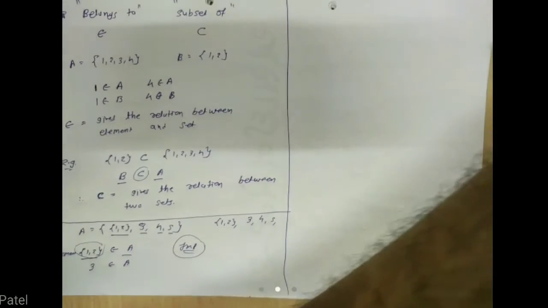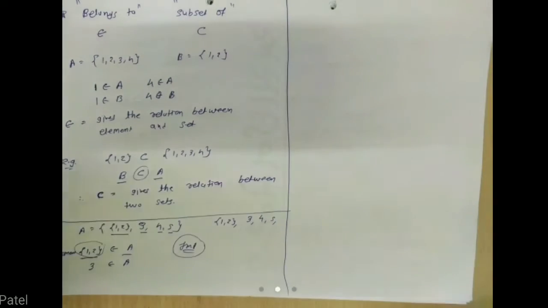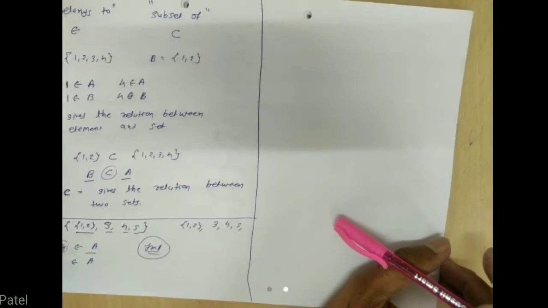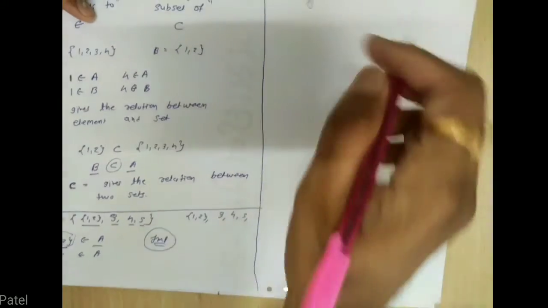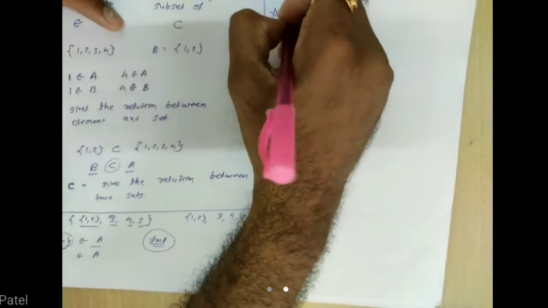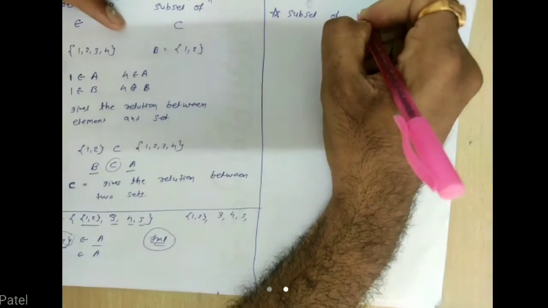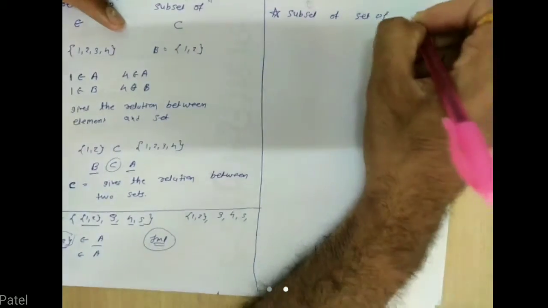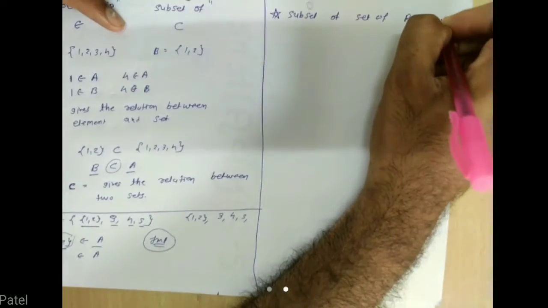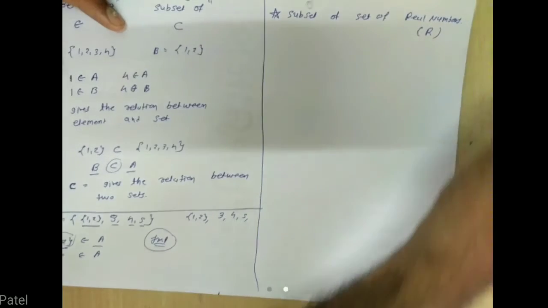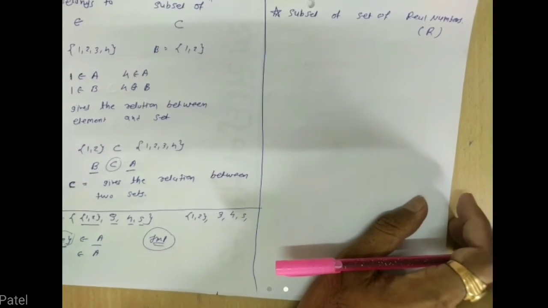Done. Now next concept is subset of real numbers. We have discussed number systems in our previous lectures. Here we have to discuss subset of set of real numbers. Real numbers are represented by capital R. So here we have to discuss the subset of real numbers.